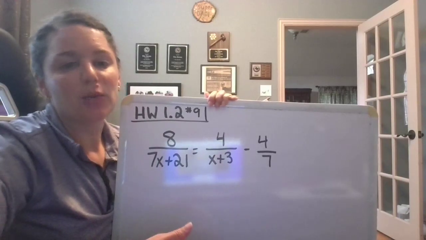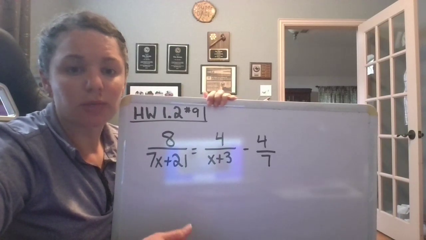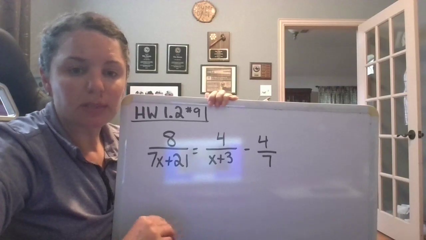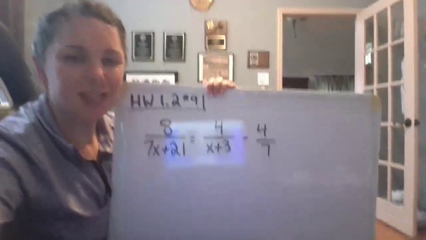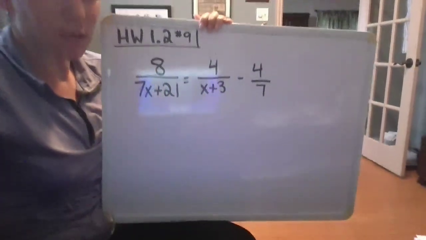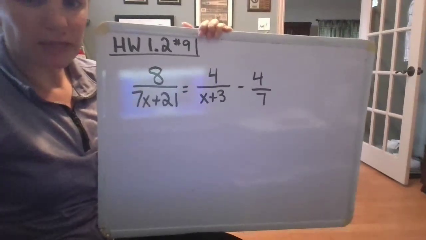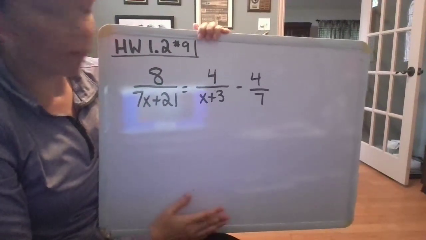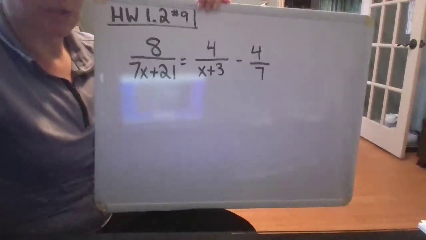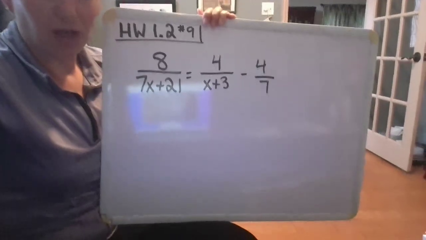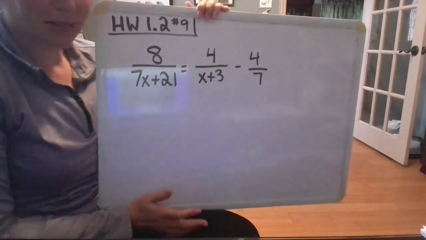Hi everyone, I had a question on homework 1.2 number 9. And so I just wanted to explain a little bit on how to solve this and kind of the steps that you need to do. So for homework 1.2 number 9, this is just an example of one of those questions. Remember how the numbers change every single time that you do the problem? So this is just trying to show how to do a generic problem like this.